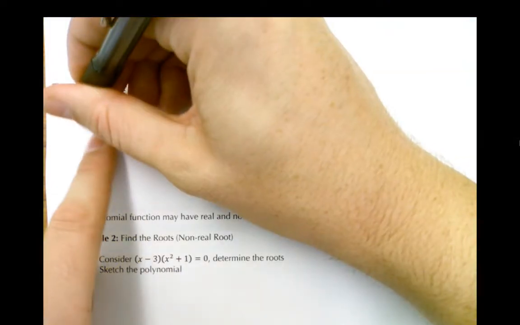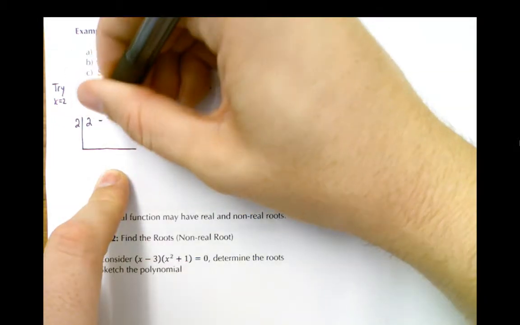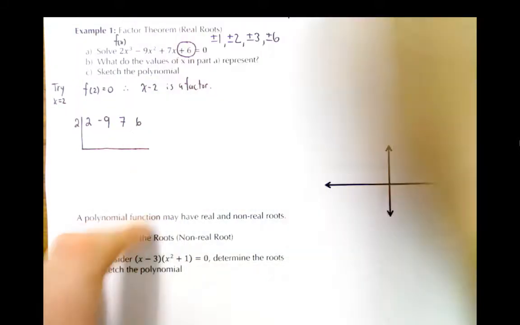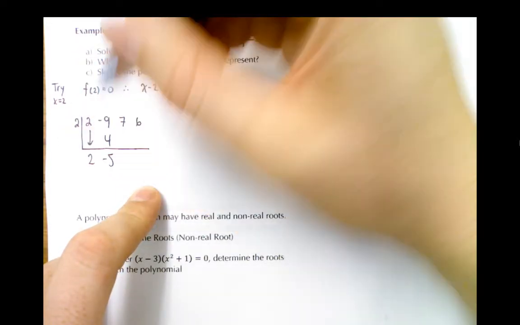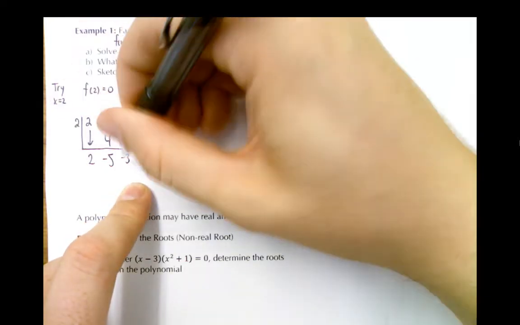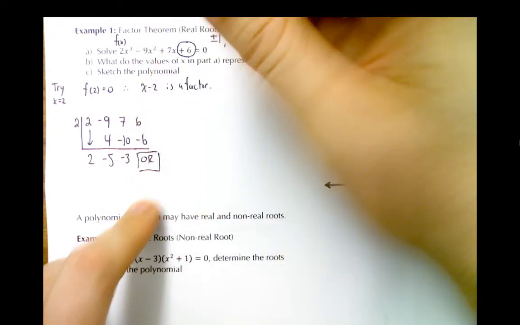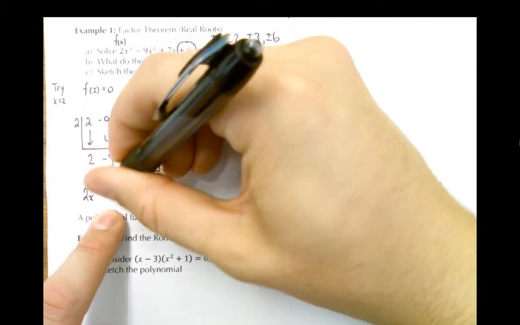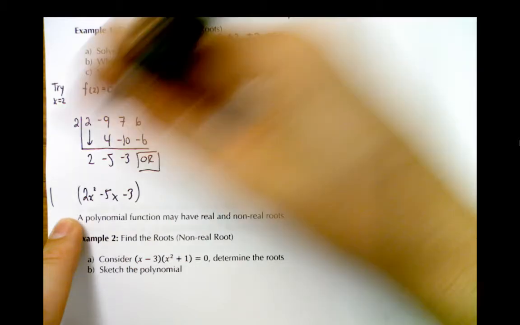I'm going to take my root 2, and I'm going to divide it into 2x cubed minus 9x squared plus 7x plus 6. So for my synthetic division, you bring down the first 2, multiply, we get 4, add down the column, you get negative 5, multiply, we get negative 10, add down the column, you get negative 3, multiply 2 by negative 3, you get negative 6 with a 0 remainder. Which means that we now have a quadratic, 2x squared minus 5x minus 3, as one of our factors, and our original factor was x minus 2.